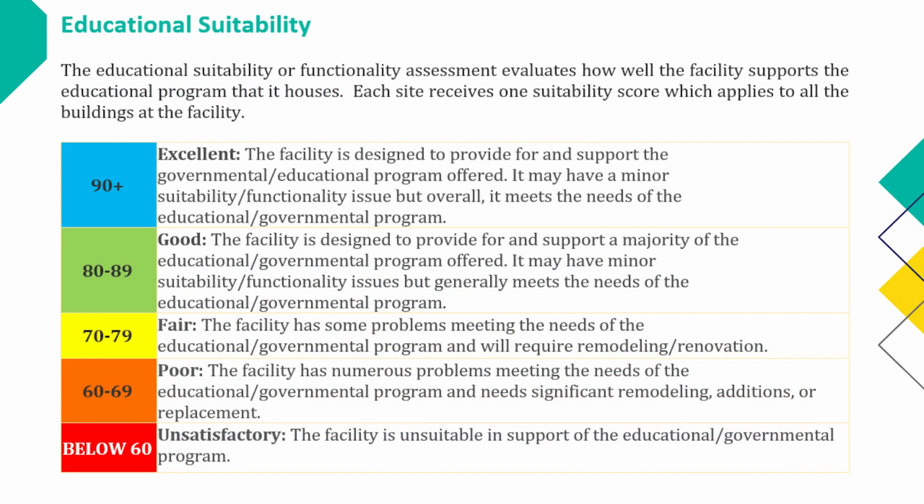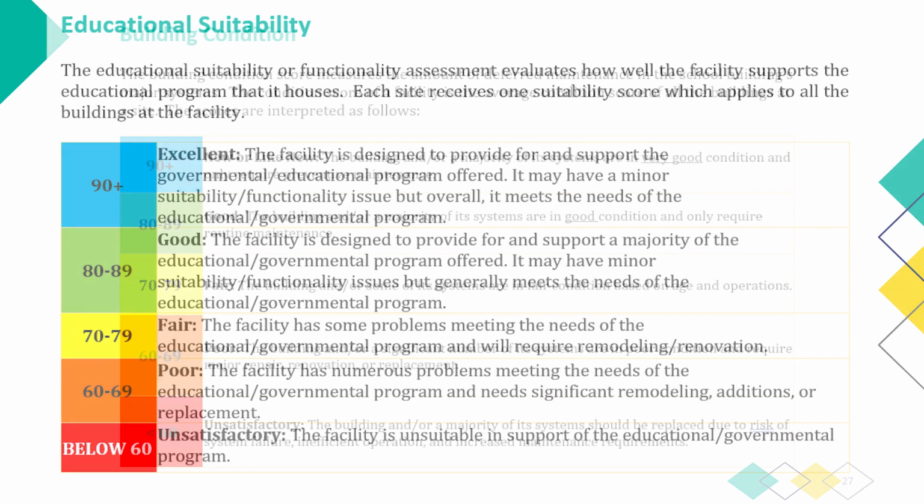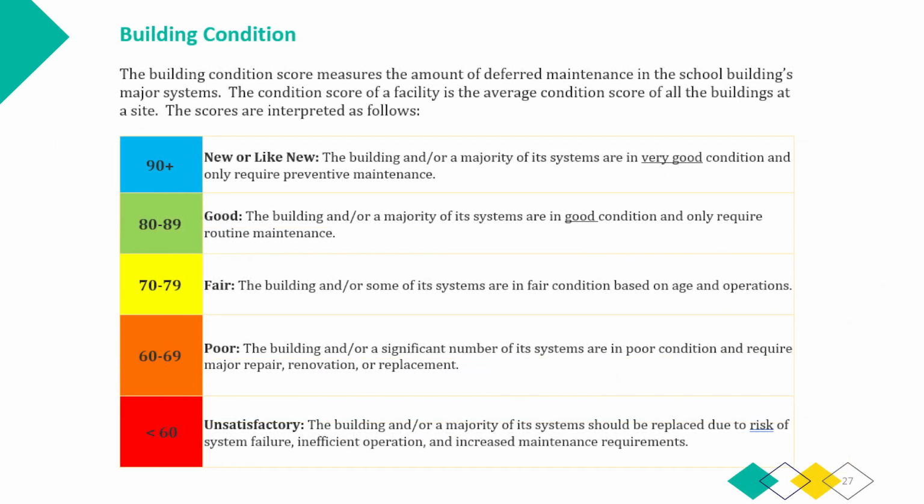Educational suitability is much like grades. All these scores are intended to be on a 100-point scale so that, we all have that A, B, C, D mentality going forward. And you can see how that works out. Below 60 is unsatisfactory. A blue is excellent. And then building condition, same basic situation, 60 through 90. Notice how the orange and yellow are stacked up a little differently there.